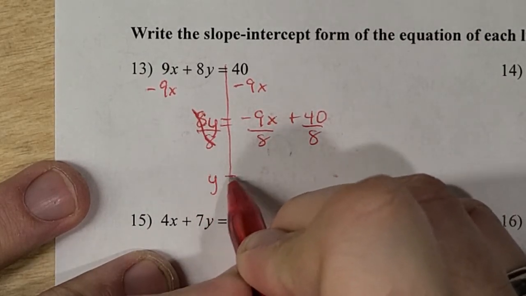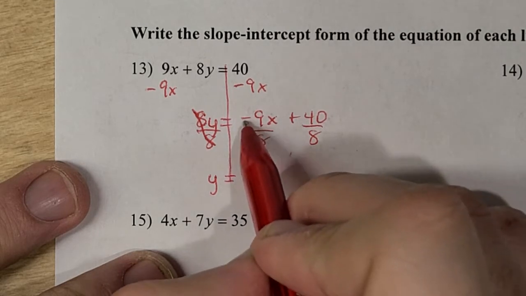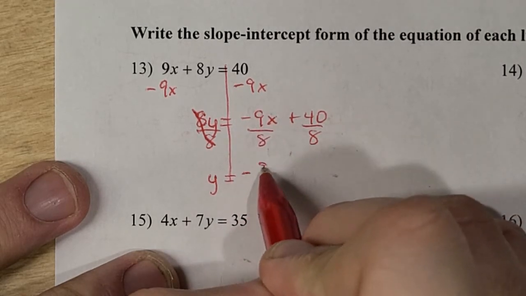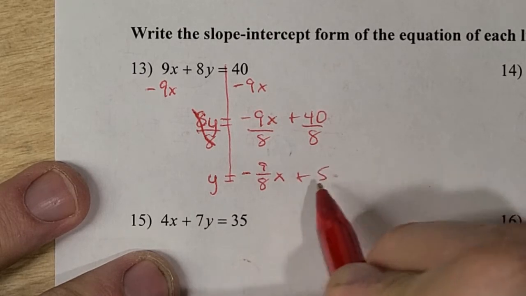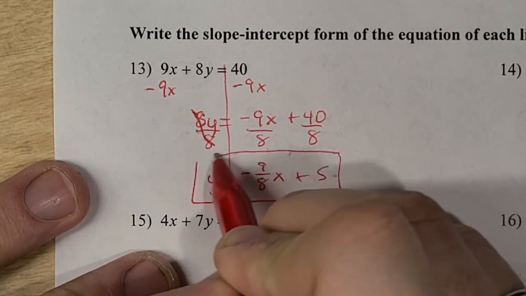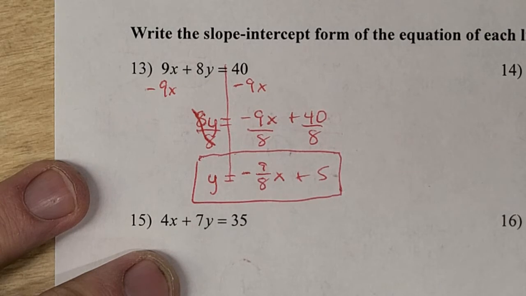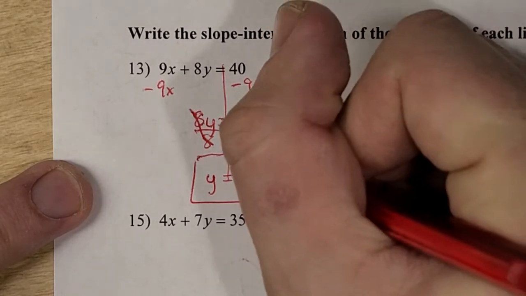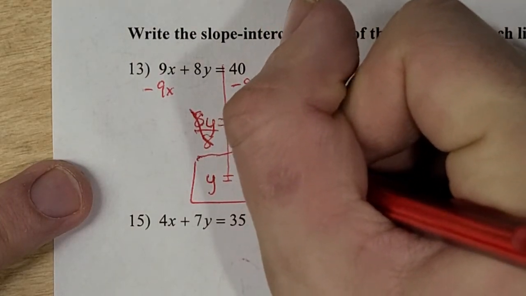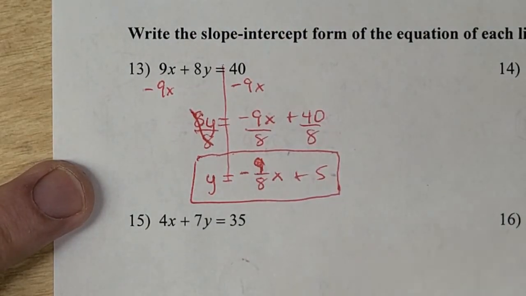So for this one, my answer is y equals negative 9 over 8. There's nothing I can do to make that simpler. 40 over 8, on the other hand, divides to equal 5. So there's my answer. Y equals negative 9/8 x plus 5. I had that 5 in my mind.